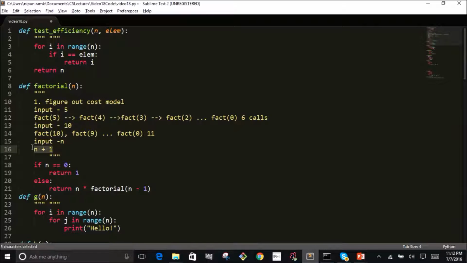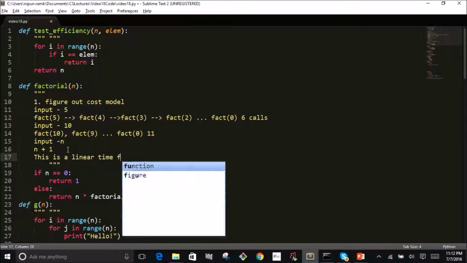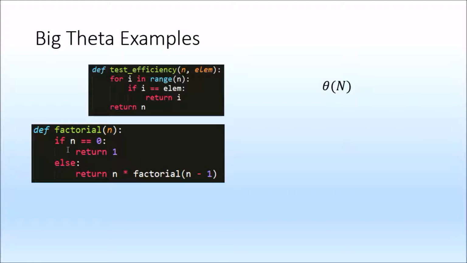So what is this function in big theta notation? We ignore the lower order terms and we get theta of n. So this is a linear time function, and the runtime of this is theta n.